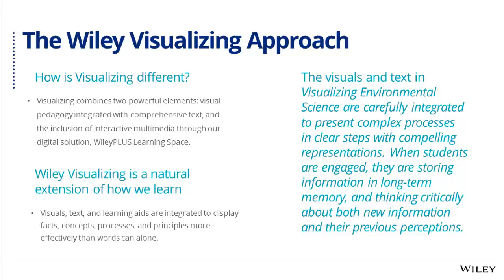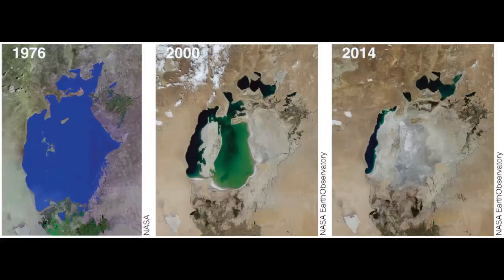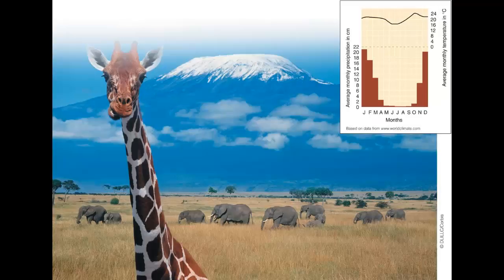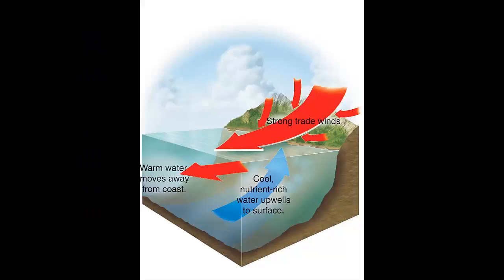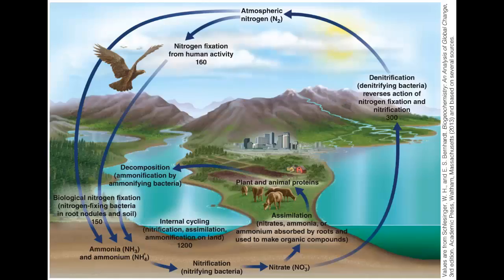Research shows that well-designed visuals integrated with comprehensive text can improve the efficiency with which a learner processes information. Wiley Visualizing is designed as a natural extension of how we learn. Visuals, text, and learning aids are integrated to display facts, concepts, processes, and principles more effectively than words can alone. The author selected relevant visualizations and graphical displays of information that specifically support students' thinking and learning, then organized the content to integrate new knowledge with prior knowledge, thus clarifying and reinforcing major concepts, while helping students comprehend the details.